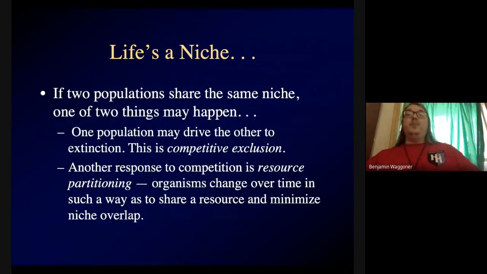If you have two populations that share the same niche, one of two things can happen. One population might drive the other one out, and we call that competitive exclusion. Another thing that can happen is what we call resource partitioning. Organisms will change over time in such a way that they minimize niche overlap.